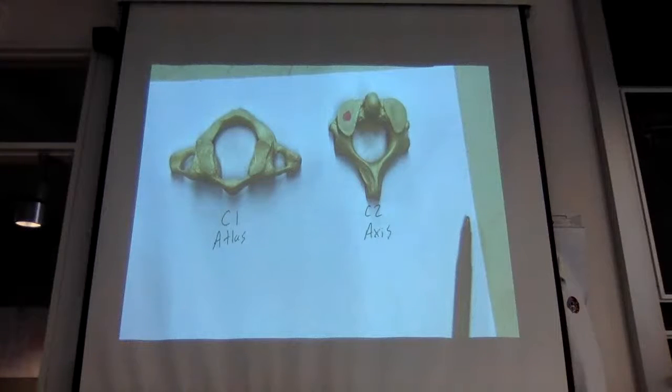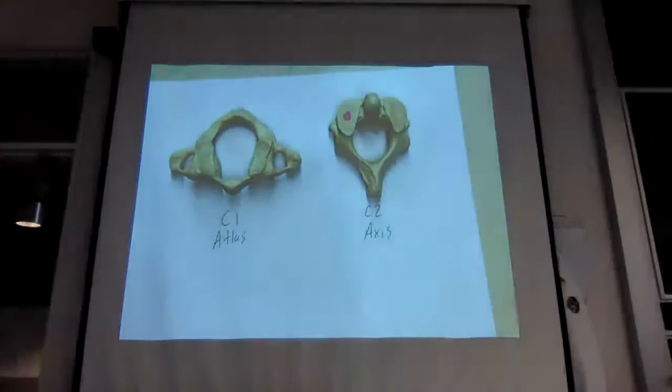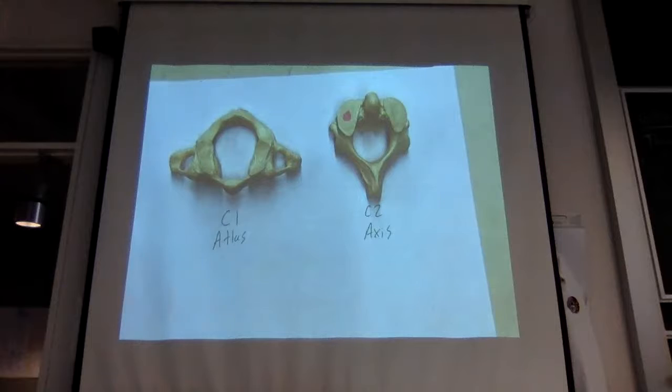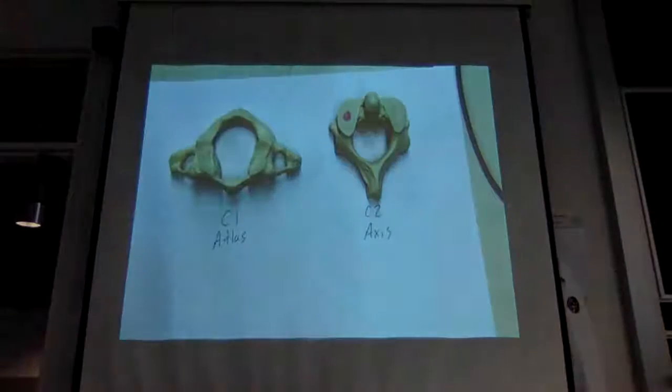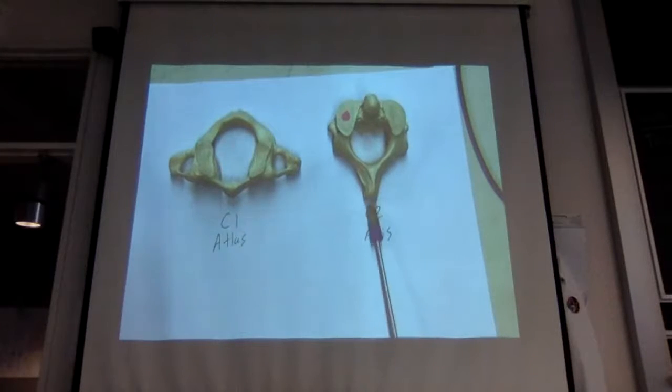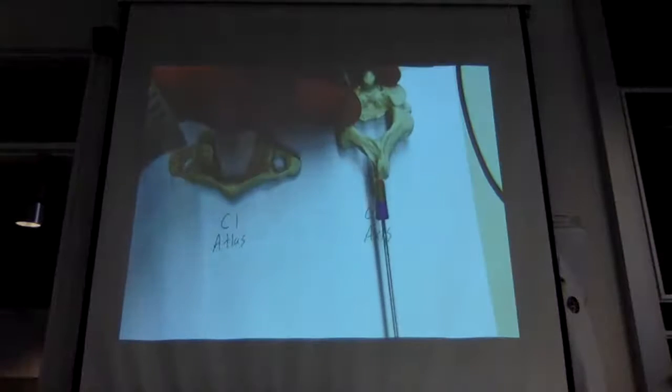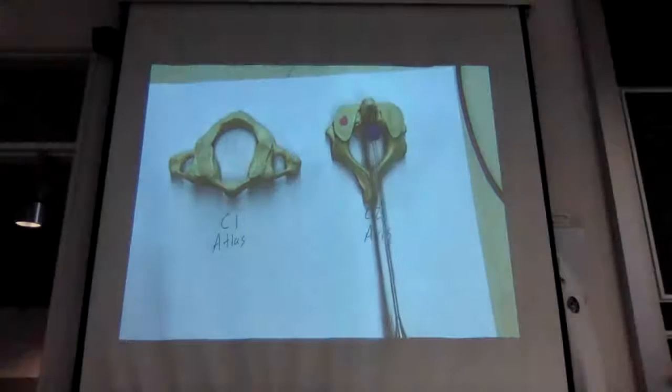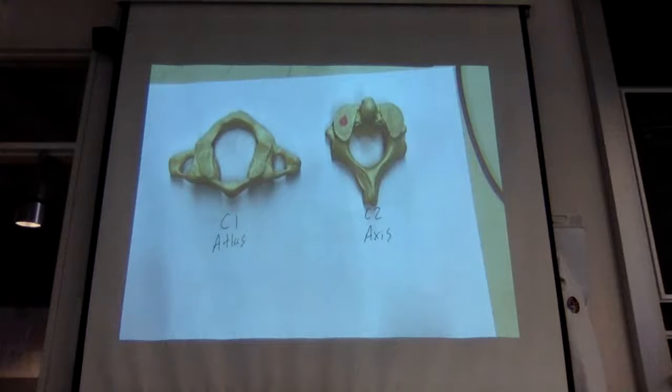Okay, so right, C1, Atlas, it has no body. And C2 has this weird thing. What's this thing called? This is the spinous process. It does have a spinous process, and it is bifid. You can kind of see how it's bifid here. But this thing, what's this thing called? It's pointing up. It's pointing superiorly.